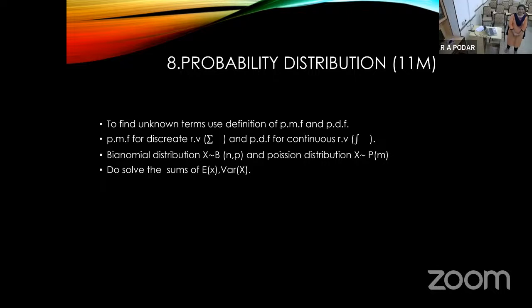And how to identify the binomial distribution and the Poisson distribution? Whenever the given value has e power minus some value in a particular question, it is definitely a Poisson distribution, because the formula of the Poisson distribution is e power minus m, and then m power x divided by x factorial. So e power minus means it is the Poisson distribution. So easily you can identify it.